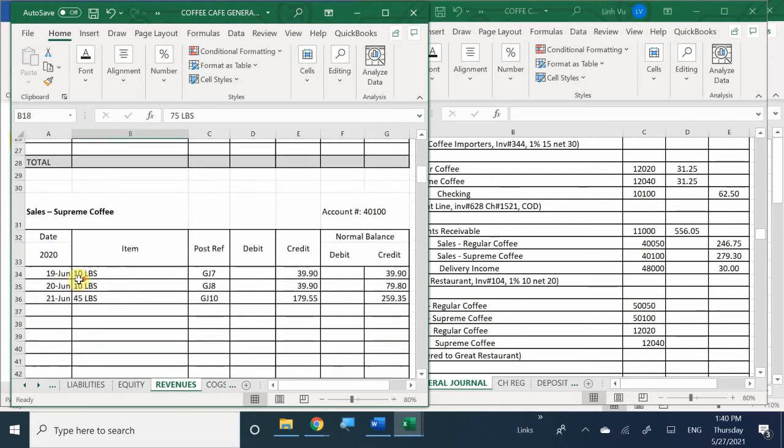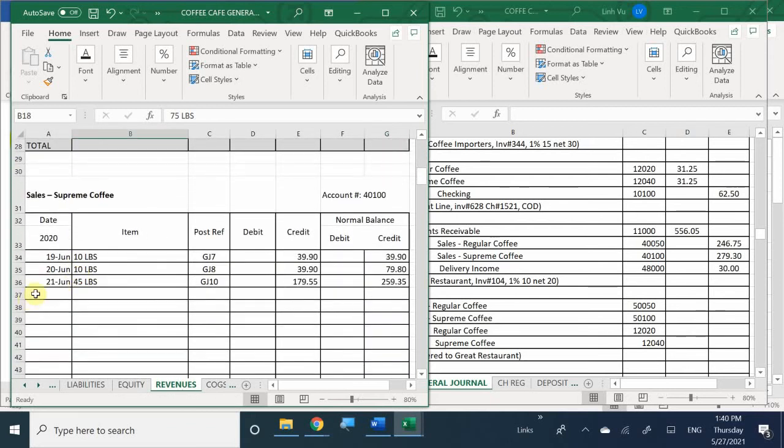Move on down to Supreme Coffee. 622. Invoice number 104. 70 pounds. General Journal 11. Credit of $279.30. Brings a running total of $538.65. 538.65. Good.